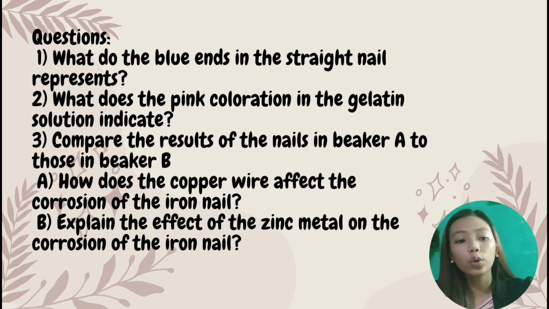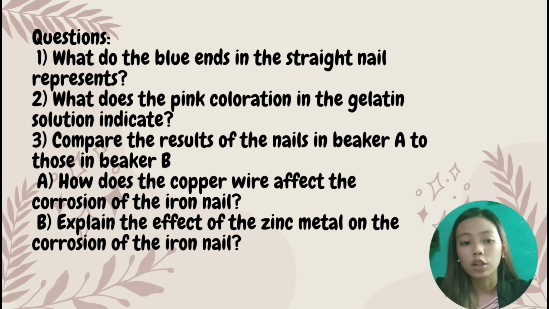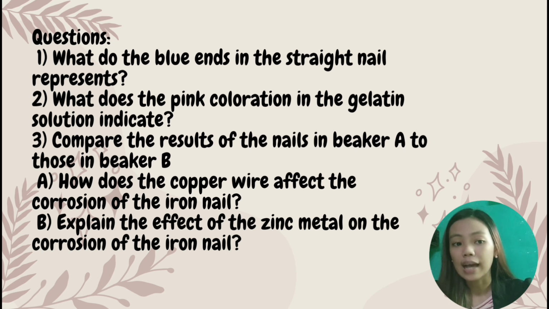Question number 2: what does the pink coloration in the gelatin solution indicate? Our answer is that the pink coloration means rust is going to form, because let's remember that hydroxide ions are produced before rust is formed. Question number 3: compare the results of the nail in beaker A to those in beaker B.